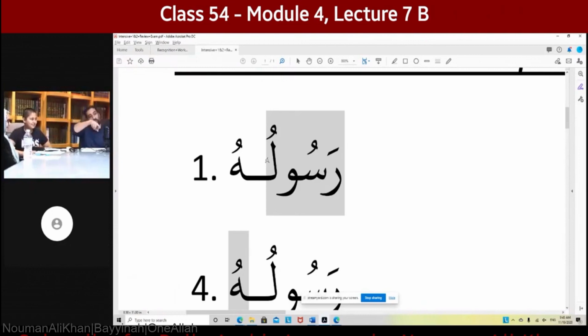Rasuluhu. What's the relationship between Rasulu and who, Mariam? Who is an attached pronoun. When an ism and an attached pronoun are together, they become mudaf and mudaf ilayh. And when the mudaf ilayh is proper, the mudaf is proper too. So the who is a pronoun, and all pronouns are always proper. Therefore Rasulu is proper. That's why.